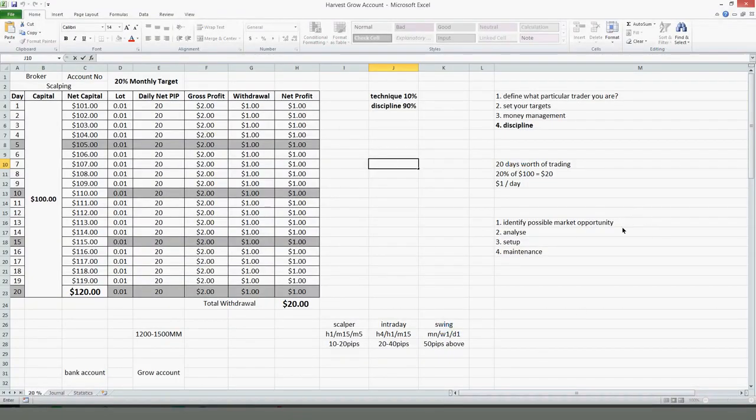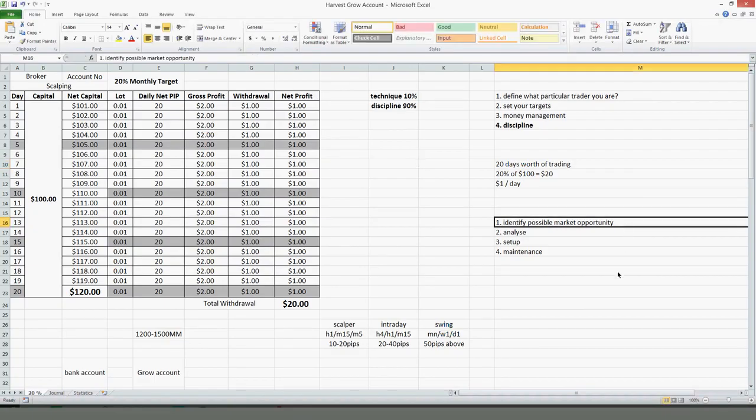So before you do the analysis, you have to make sure that you identify any possible market opportunity out there, because there's a lot of pairs. So there's a lot of opportunities out there. It's just up to you to be able to analyze them and set yourself up for the entry.